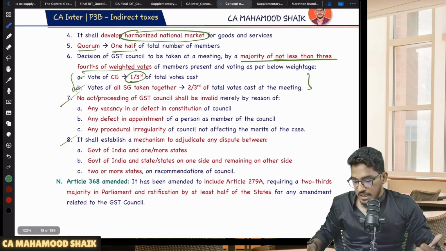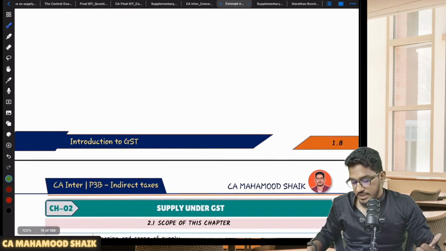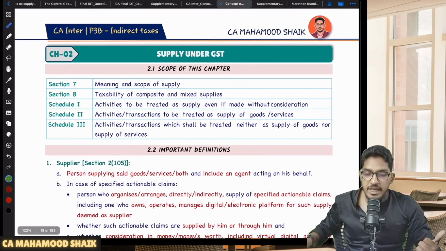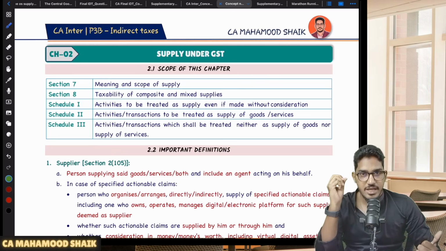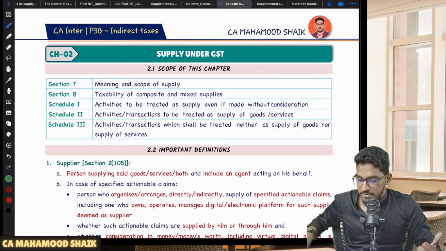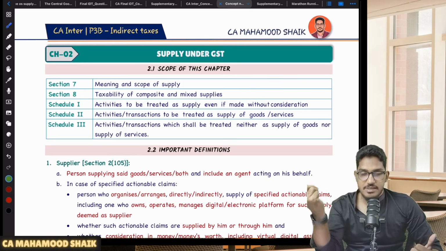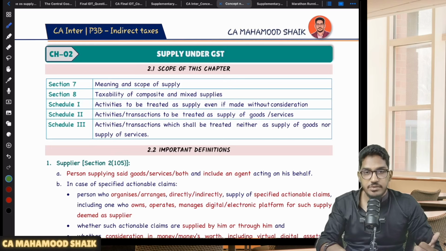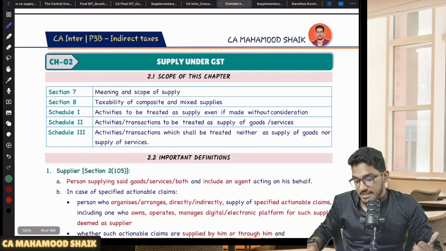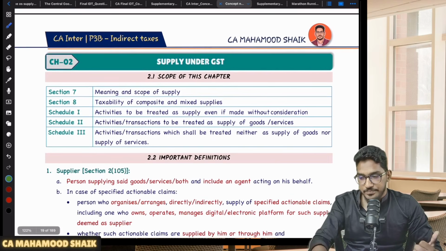So with this, we are done with the introduction to the GST chapter. We have successfully revised the introduction to the GST chapter. Clear, everyone? So now we have to proceed ahead with supply under GST. The next chapter which we have to take up for revision is supply under GST.